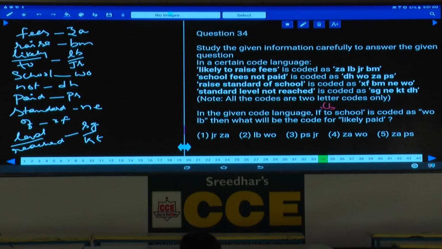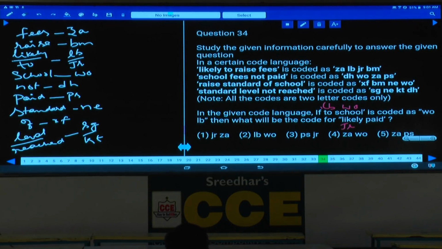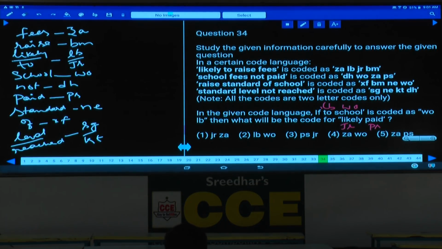If this is LB, what is the code for school? School is W. Then what is the question here? What will be the code for likely paid? What is the code for likely here? If the code for two is LB, likely will be JR. And what is the code for paid? Paid is PS. Hence JR, PS, choice 3. Question number 34, choice 3.